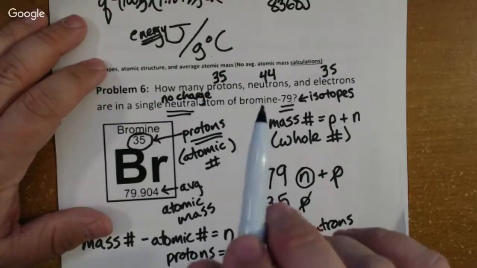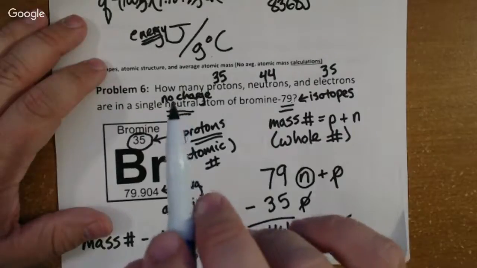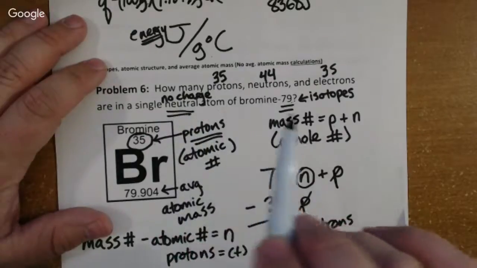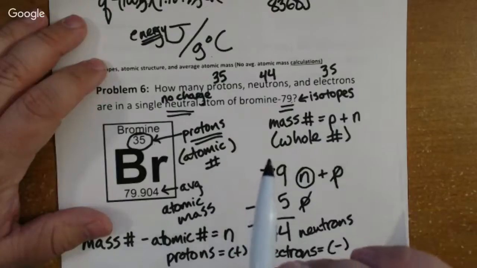All right, so if this was a negatively charged atom of bromine 79, I'd need more electrons.